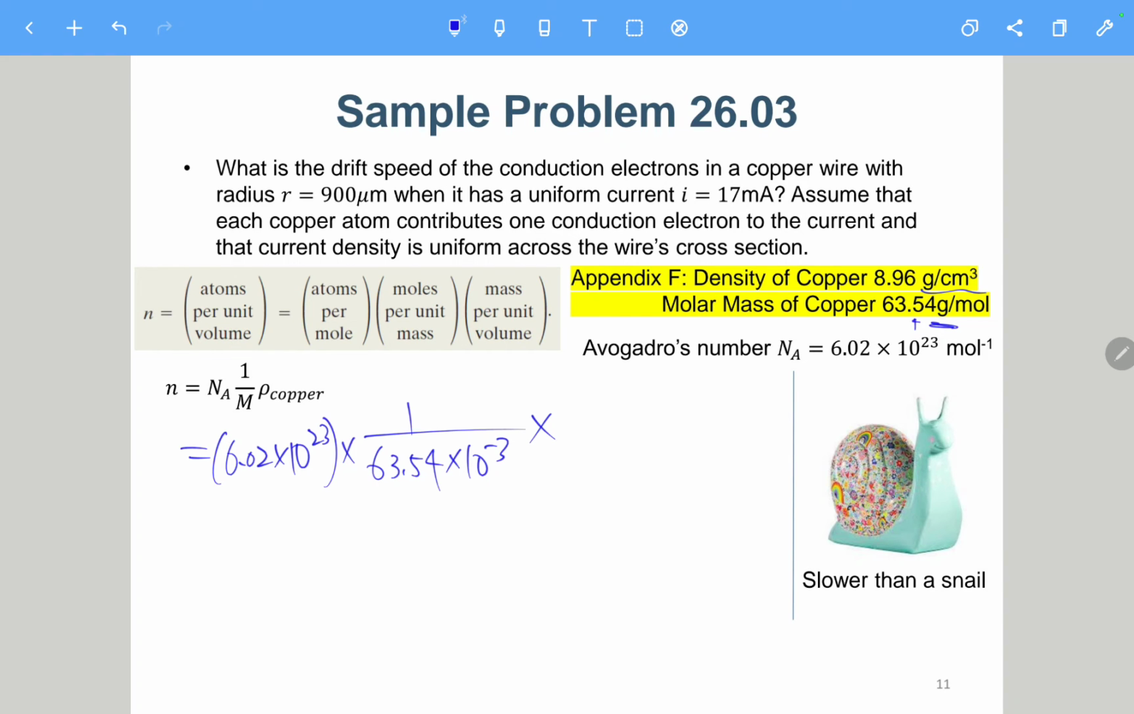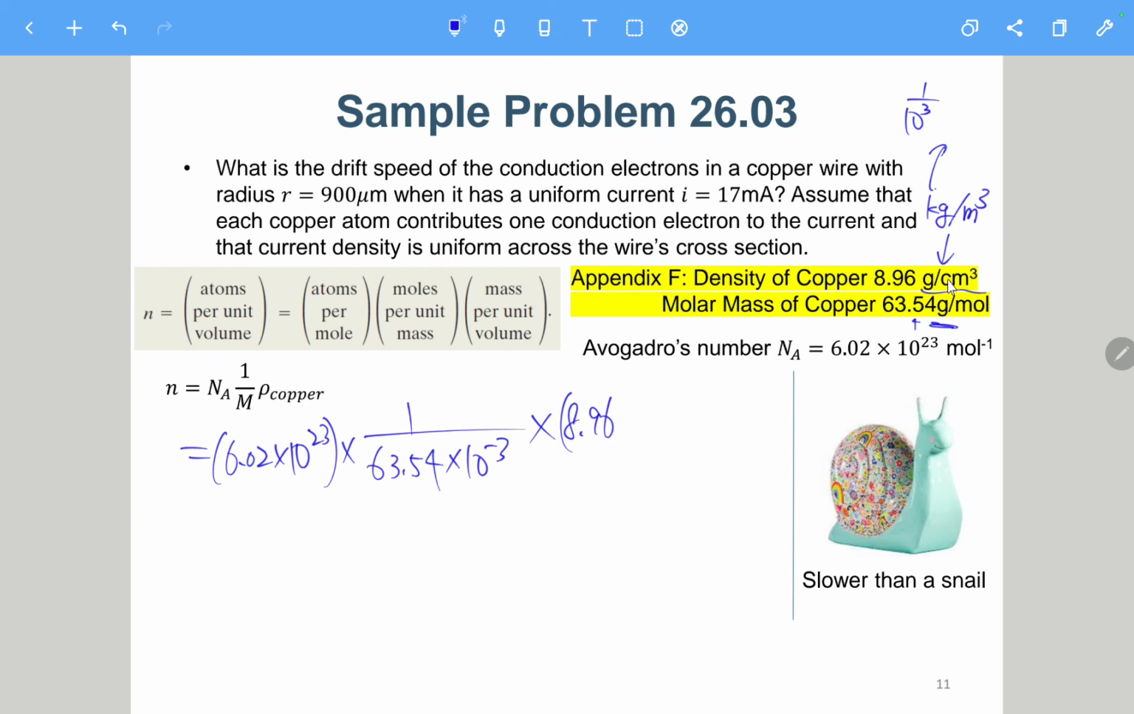This is mass per volume. This is the density. And yeah, so this is like 8.96. But actually we need to change it to a kilogram per meter cube. Okay, so when we change gram to kg, we need to times 1 over 10 to the 3rd power.